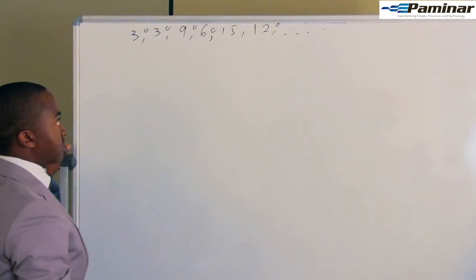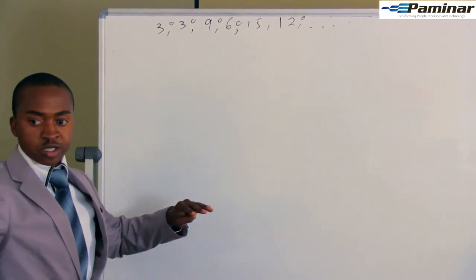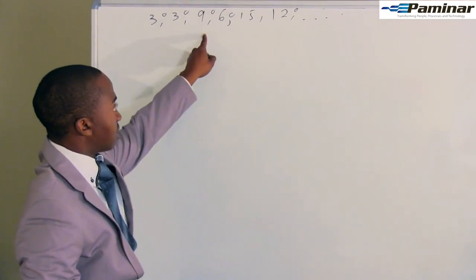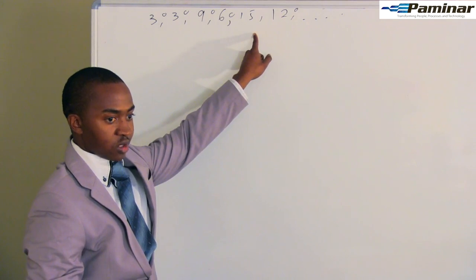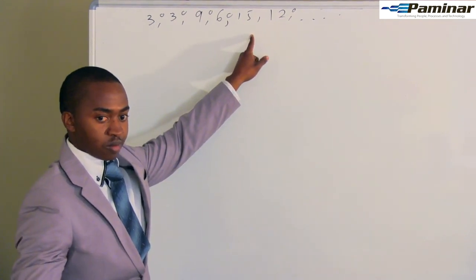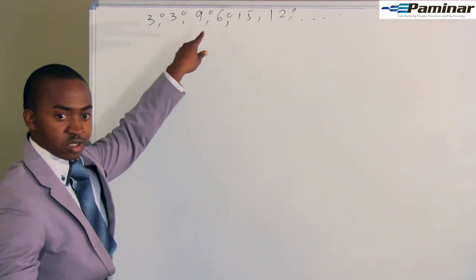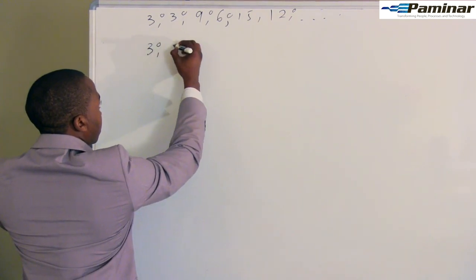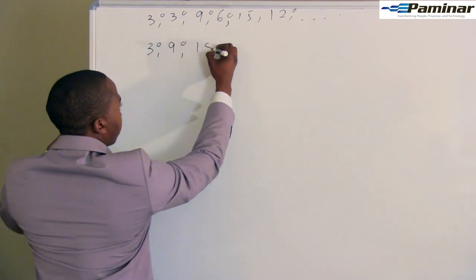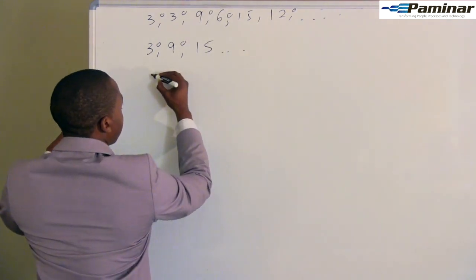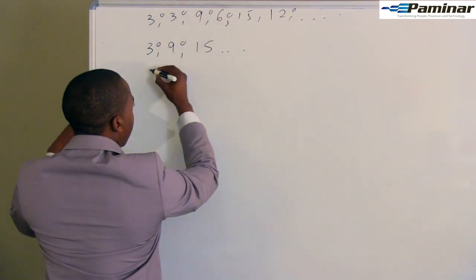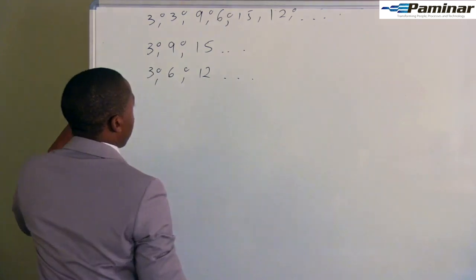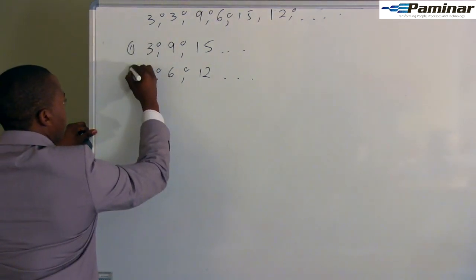The method behind this is to dissect the two sequences. So let's take the one sequence as 3, 9, and 15. In other words, I'm taking the odd-positioned numbers. Then I'm going to take the other sequence as the even-positioned numbers. So the one sequence is 3, 9, and 15. The second sequence is 3, 6, and 12. Okay, let me call them 1 and 2.